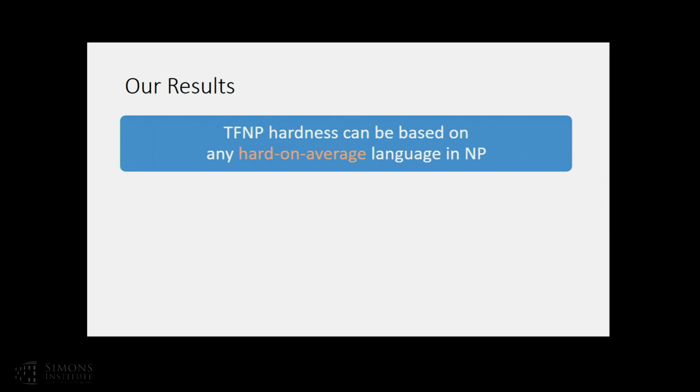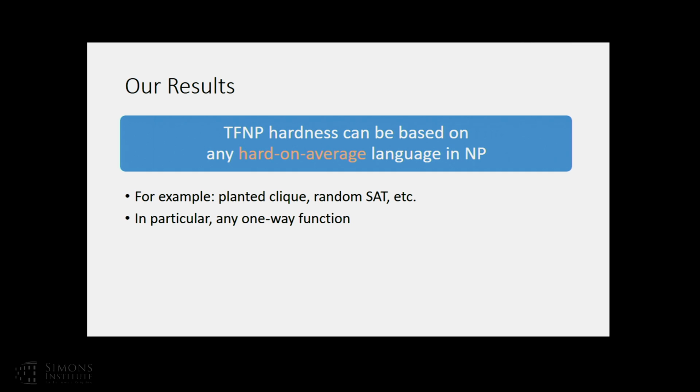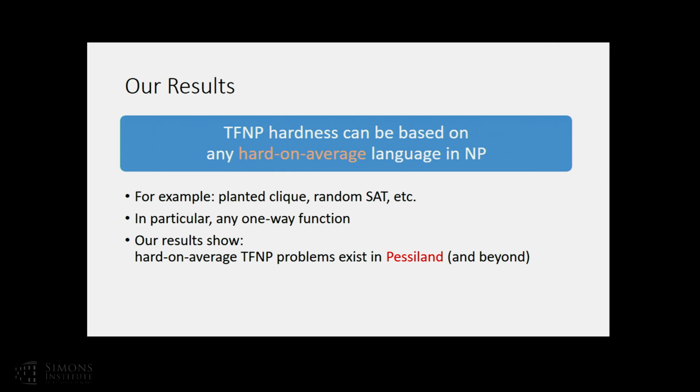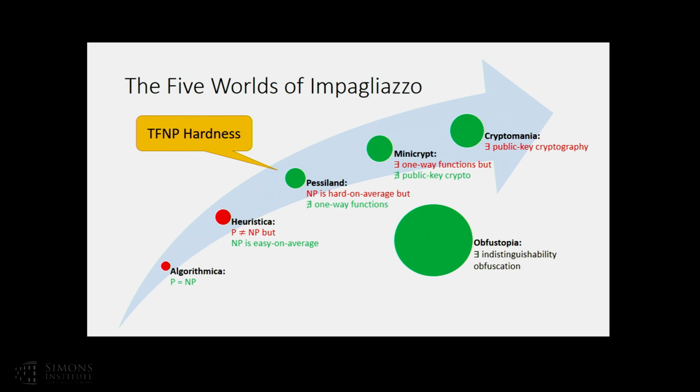We show a problem in TFNP that is hard based on any hard-on-average language in NP. So give me any language in NP, give me your favorite language like a planted clique or a random k-SAT at the right threshold, etc. And you can get a hard problem in TFNP. In particular, this includes any one-way function. Any one-way function implies that NP is hard on average. And our results show a TFNP problem exists in Pessiland and beyond. So if we go back, then we can also color this one.